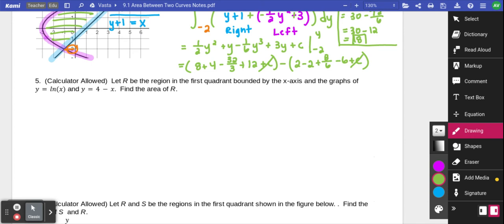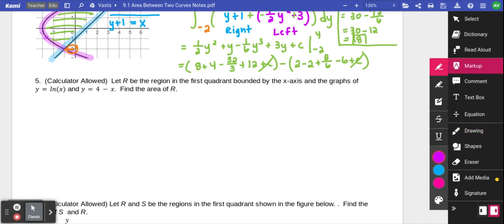So for number 5, it says a calculator is allowed, and we're trying to find the area between the x-axis and the graphs of y equals the natural log of x and y equals 4 minus x.